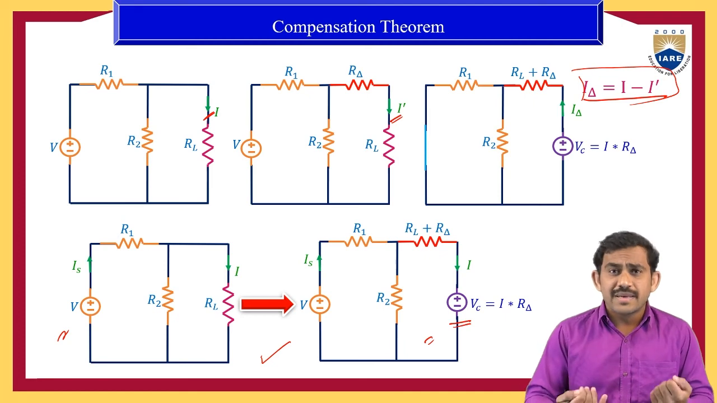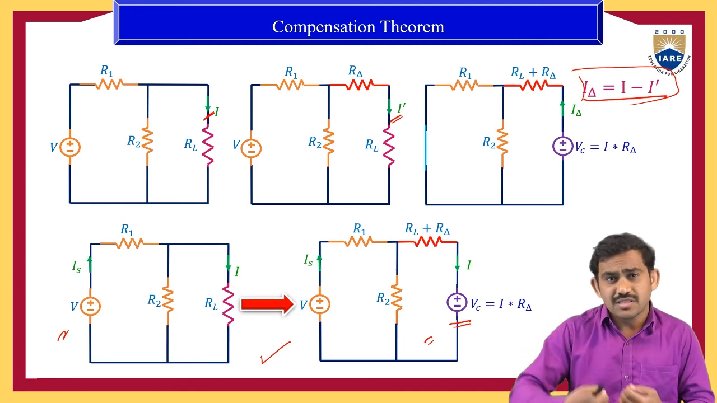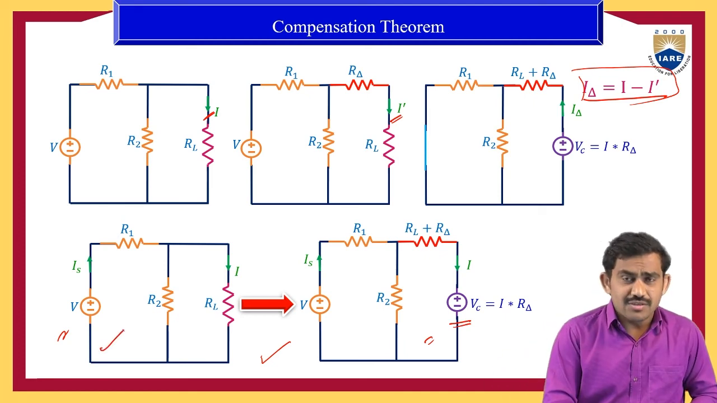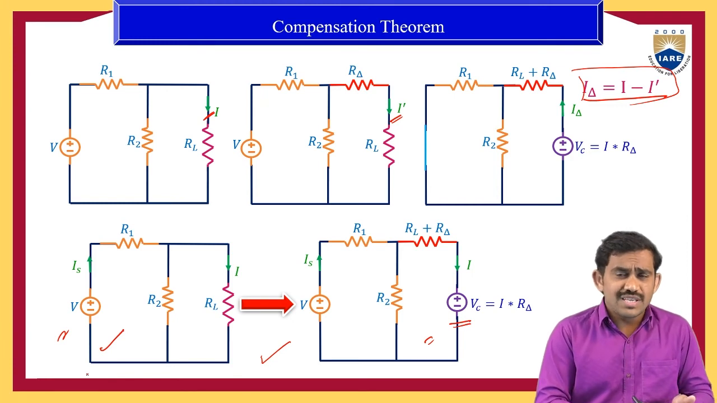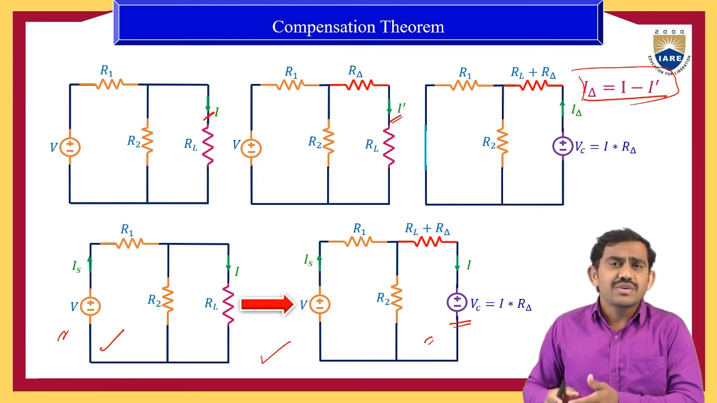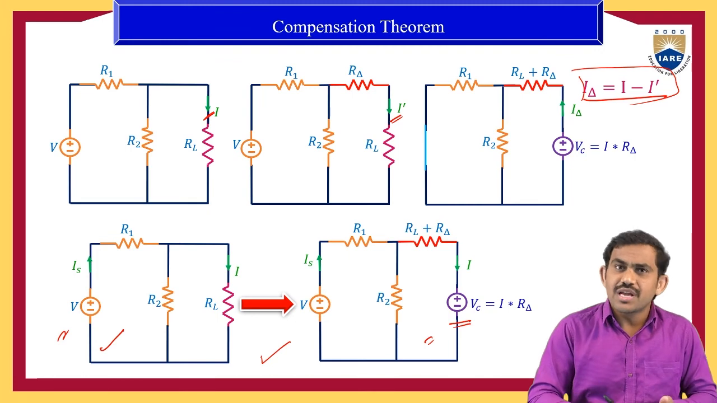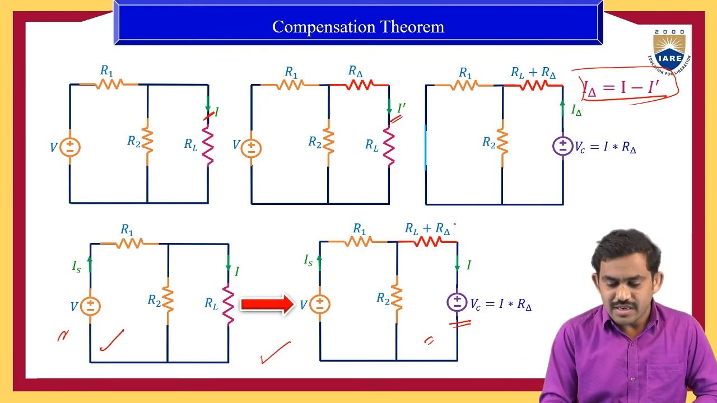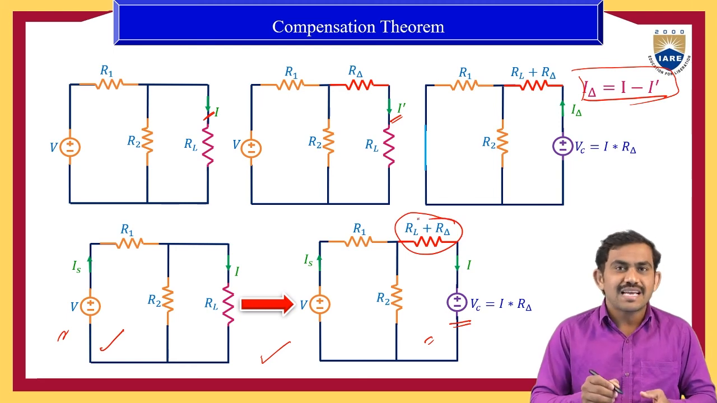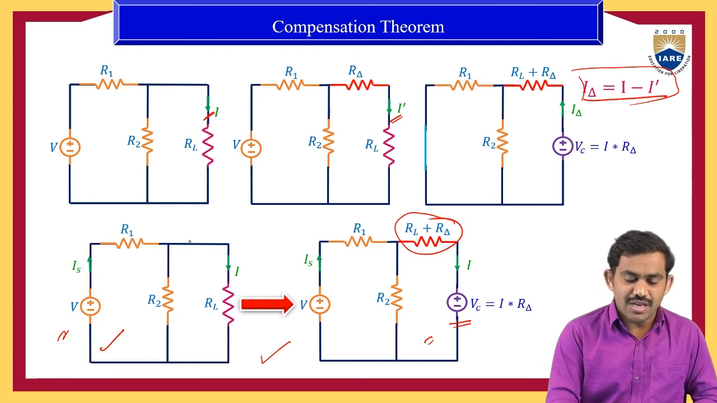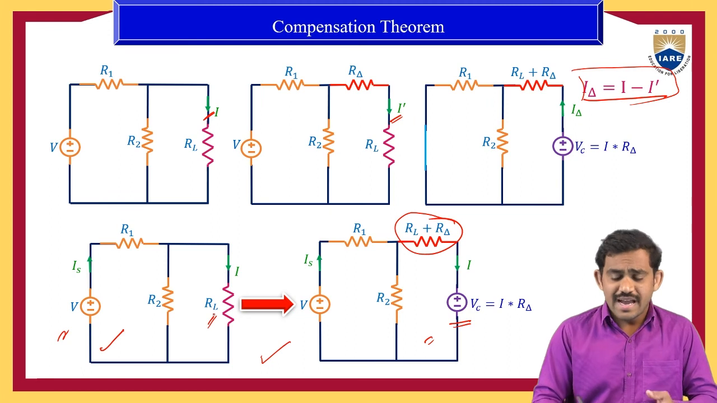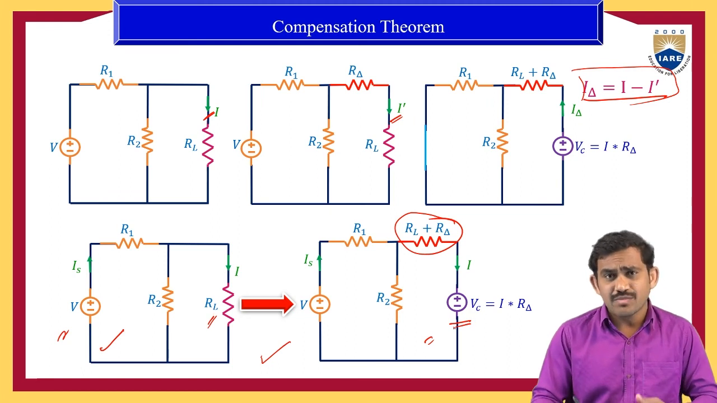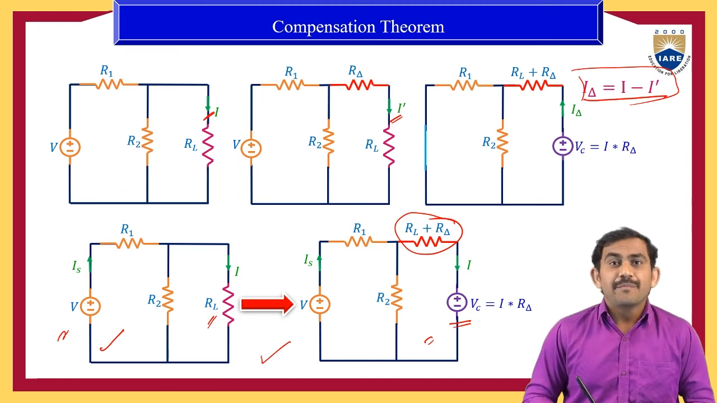If you want to know the compensation circuit, your main circuit is without the VC value, and your compensator circuit is with the VC value. In the main circuit, we don't have any changed resistor. In the compensator circuit, you have the changed resistor. So here the total resistance is R L plus R delta, and here we have only the RL value, and the extra is that we need to compensate some voltage. This is about the compensation theorem.